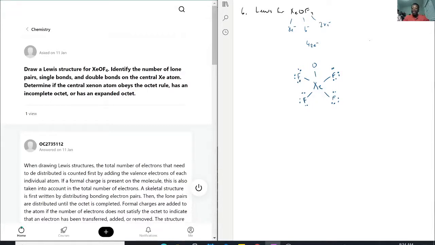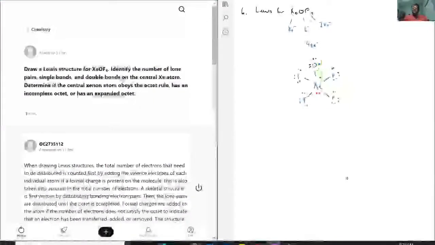Now, oxygen right now is sharing 1 of its 6. So it's going to be 2, 3, 4, 5, 6. Xenon right now is sharing 5 of its 8. So we're going to have 6, 7, and 8. So right now we have 2 unpaired electrons, 1 on the oxygen, 1 on the xenon. To satisfy this, we're going to throw them into an extra bond between the oxygen and xenon.